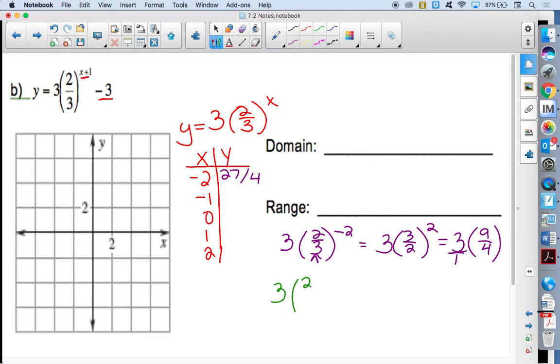Wait, so what's... So a negative exponent flips the fraction inside. So to the -1 really means you're taking 3 times 3/2, multiplying the top numbers. So now this is 9/2. So 3 times 3 is 9, and then divided by 2.